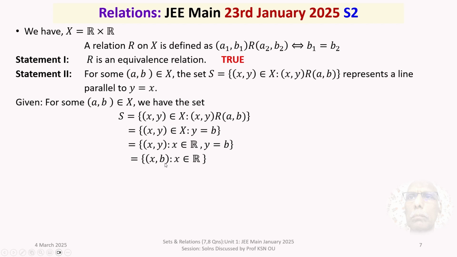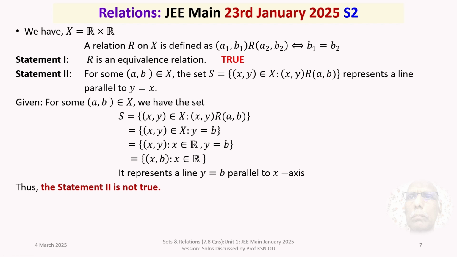So what are these, (x, b), x belongs to R? As x is varying, b remains the same. What is this? It is a line. It's a line parallel to the x-axis given by the equation y = b. So it represents a line y = b parallel to the x-axis. But in statement 2 it is given it is parallel to y = x. Therefore statement 2 is not true.